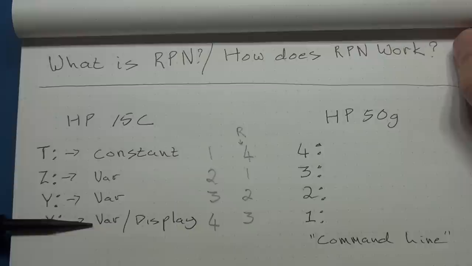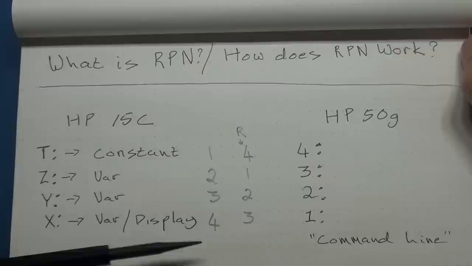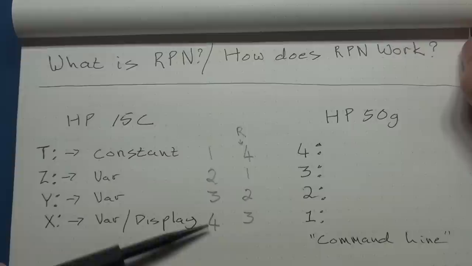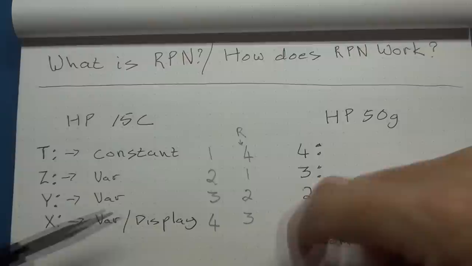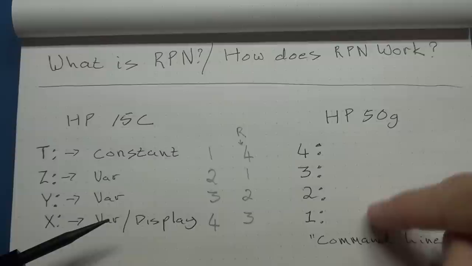So X, Y, and Z will enter your variables as you load them into the stack. It's also called an automatic stack because you don't have to push enter for your X stack to have a value. What you type in on the actual calculator and what is displayed on the screen, that is counted as X, which is a little bit different from the 50G, and we'll get down to that soon.